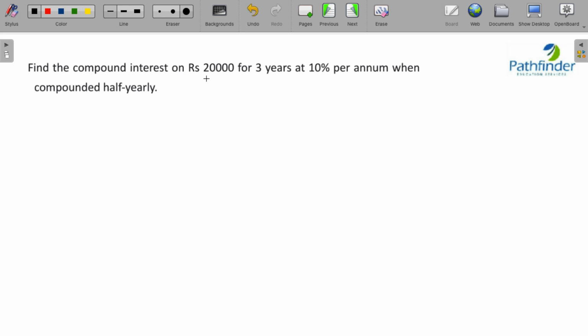Find the compound interest on rupees 20,000 for 3 years at 10% per annum when compounded half yearly. Now we know that the principal is 20,000. This is clear. We also know that the total time T is 3 years. And we have our formula, amount is equal to principal into 1 plus r by 100 to the power of n. So this rate is given per annum, and I just told you that you need to calculate this rate for the period of compounding.